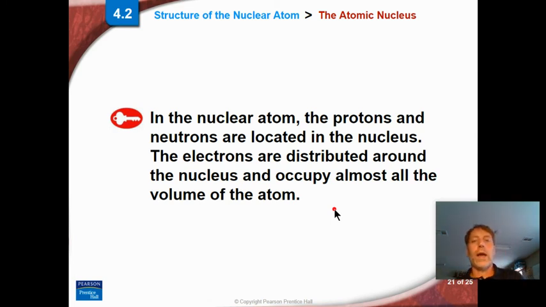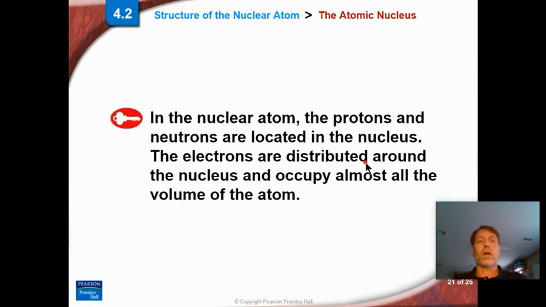All right, so in the nuclear atom, the protons and neutrons are located in the nucleus, and electrons are distributed around the atom. We'll talk about different ways the distribution of electrons has been seen over the years, and how they're currently understood in what's called the quantum model. We'll talk about those in our next time together.